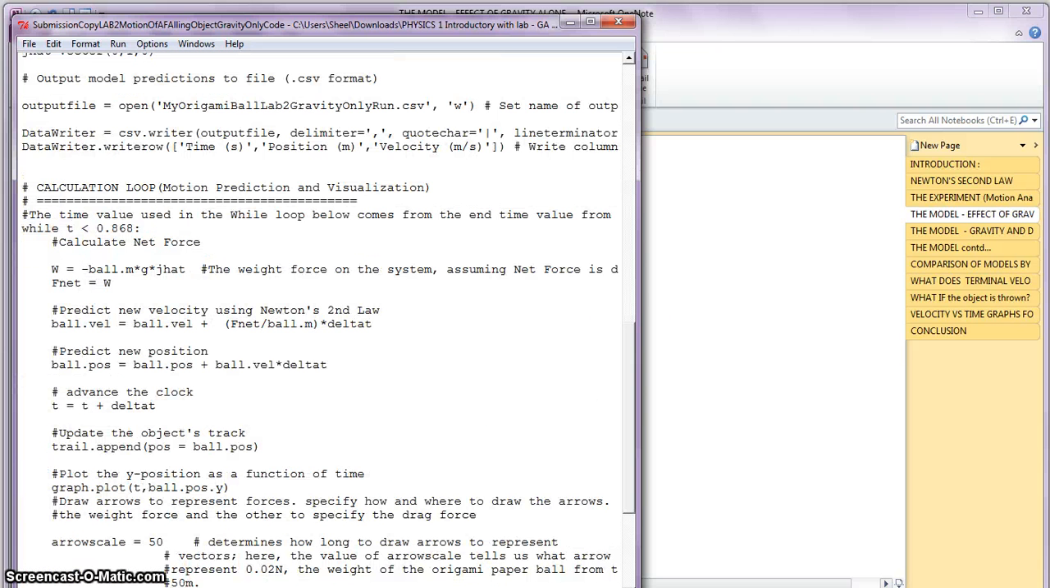To look at the motion predictions using Newton's second law repeatedly, the total time is set to be the same as that from the Tracker observations, 0.868 seconds. This while loop repeatedly calculates the value of the ball's velocity and the net force by using Newton's second law, as shown in this equation.